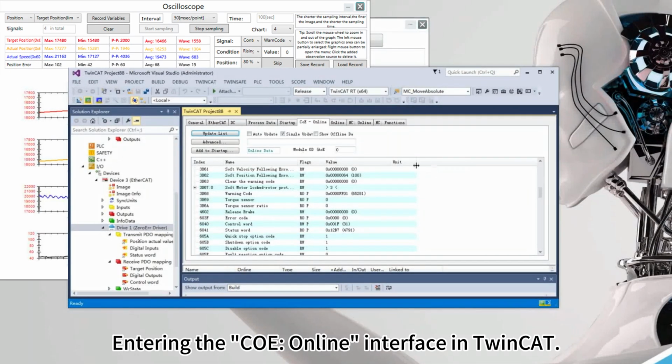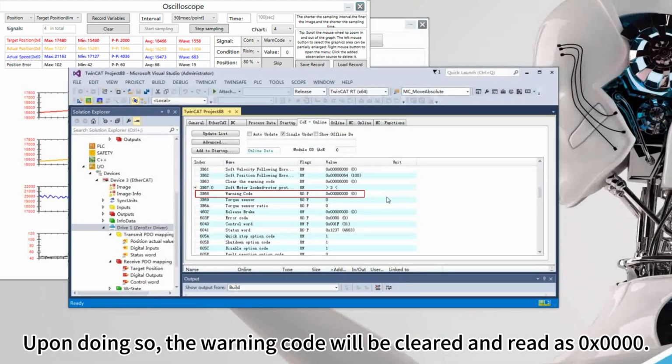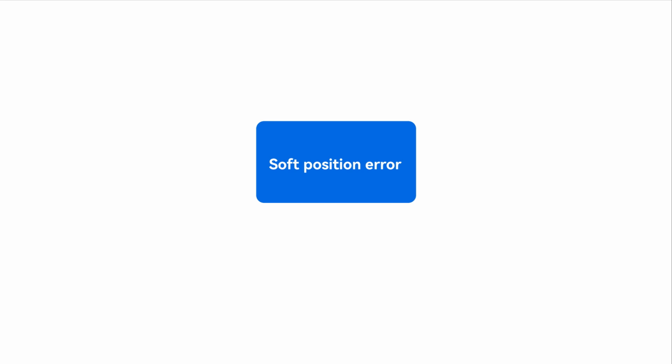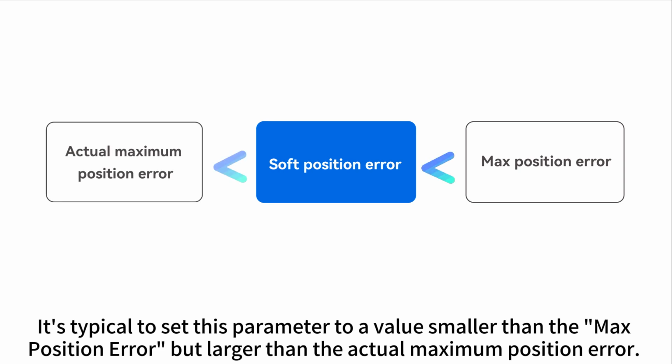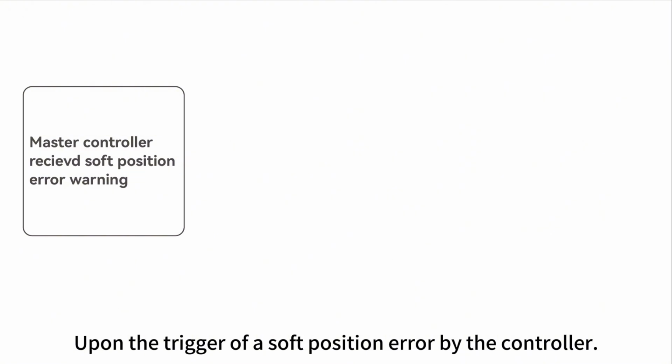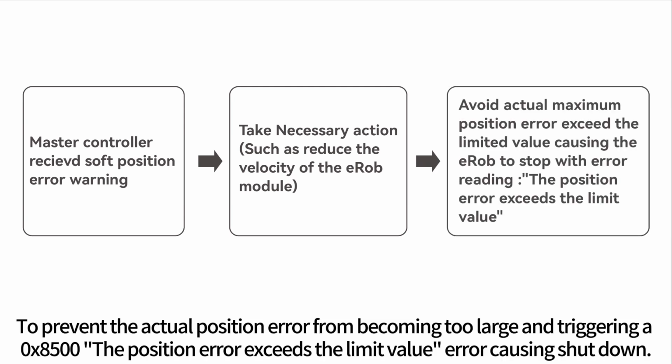Entering the COE online interface in TwinCAT, we can clear the warning by writing a value of 1 to object hex 3B63. Upon doing so, the warning code will be cleared and read as hex four zeros. When using the soft position error functionality, it is typical to set this parameter to a value smaller than the maximum position error but larger than the actual maximum position error. Upon the trigger of a soft position error by the controller, appropriate actions can be taken in advance, such as reducing eRob operating velocity, to prevent the actual position error from becoming too large and triggering a hex 8500, the position error exceeds the limit value error causing shutdown.